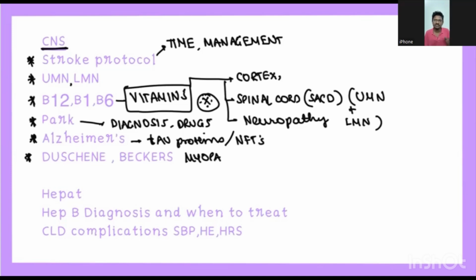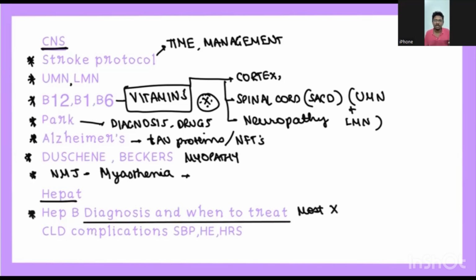Next is myopathy. Just know the basic features of Duchenne as well as Becker's myopathy. Next is NMJ disorder, myasthenia gravis. At least know the diagnosis and the clinical features, which they have been repeatedly asking.